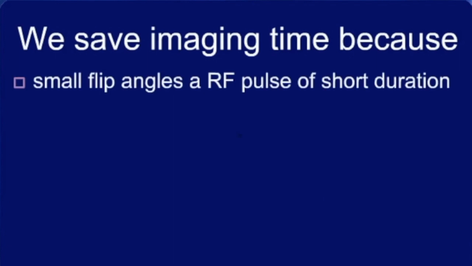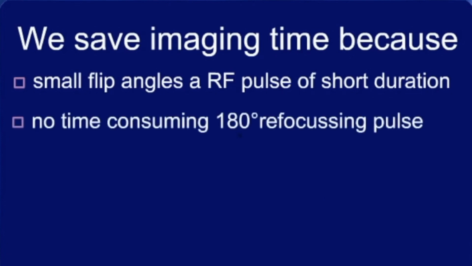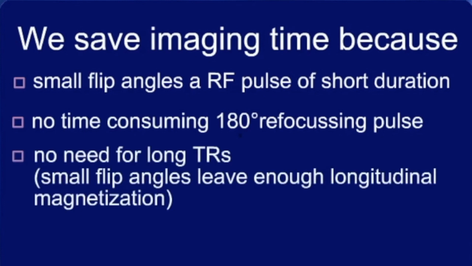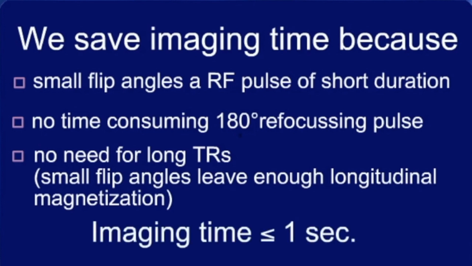We save imaging time because, with small flip angles, we only need an RF pulse of short duration. We do not use a 180-degree refocusing pulse since it takes time to generate and take effect. We do not have to wait long TRs for enough longitudinal magnetization to reappear, as with small flip angles, there is always a reasonable amount of longitudinal magnetization left after the initial pulse. With these fast scans, it is possible to do imaging in a second or even less.